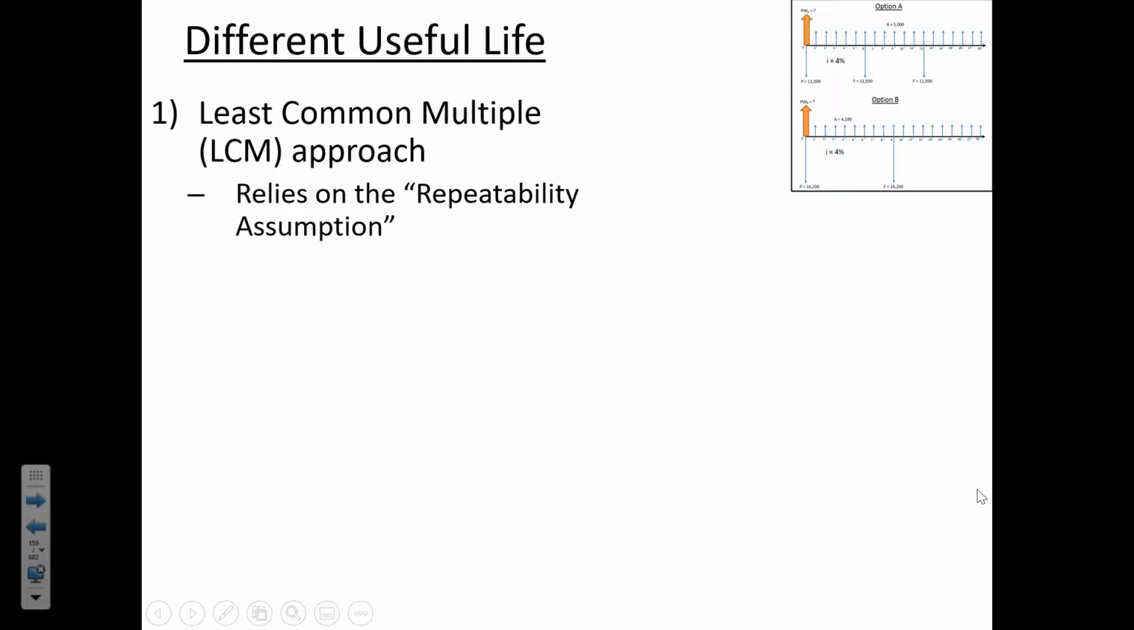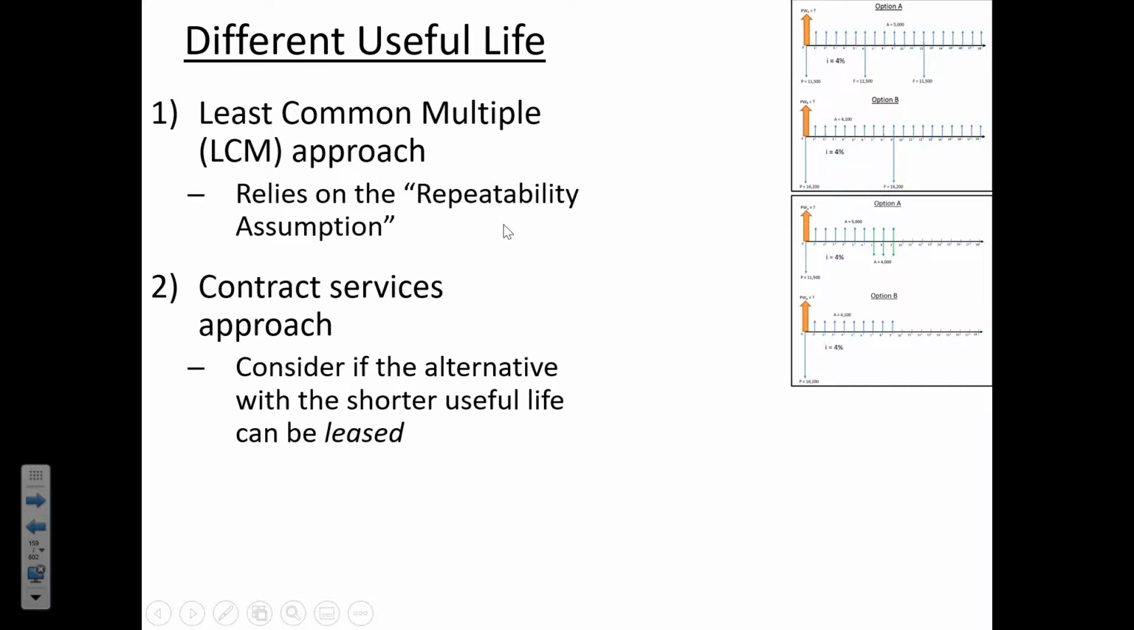There are 3 methods that I've introduced so far that allow you to overcome the problem of different study periods. One is you just repeat the cycle, the least common multiple approach, which relies on the repeatability assumption. There was the contract services approach, where you extend the shorter option. If option A was too short, you make it longer by renting equipment for the remainder of the study period to bring it up to the same number of years as the longer alternative.